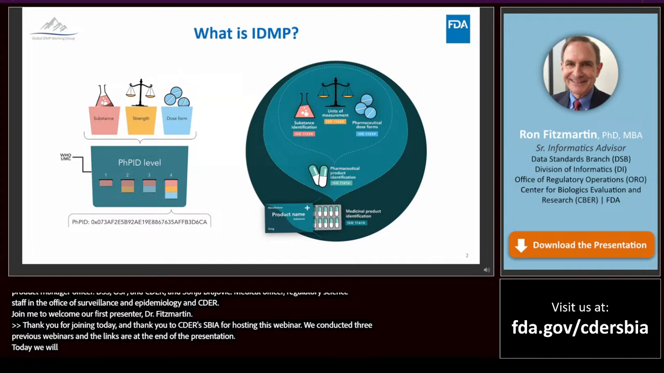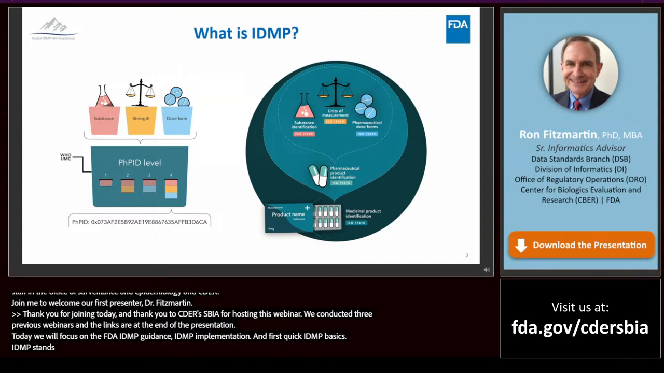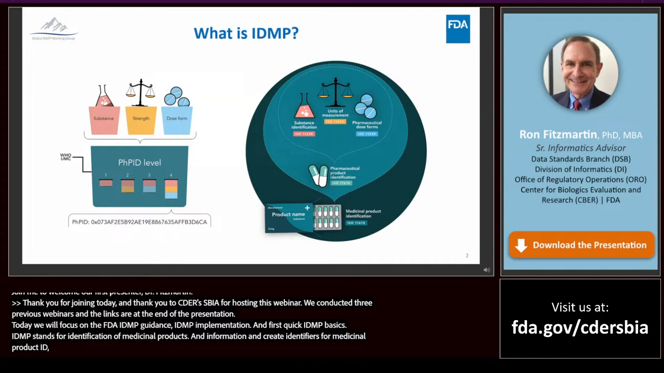Today we will focus on the FDA IDMP guidance, IDMP implementation, and its use cases, but first some quick IDMP basics. IDMP stands for Identification of Medicinal Products. It is a suite of 5 ISO standards that were released in 2012 and describe how to standardize information and create identifiers for medicinal product ID, pharmaceutical product ID, as well as substance, dose form, and strength.